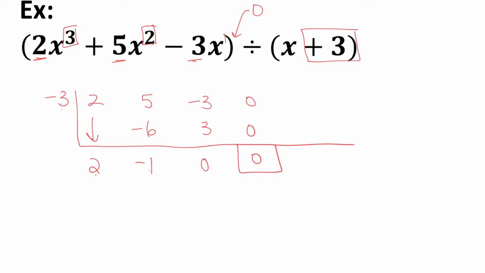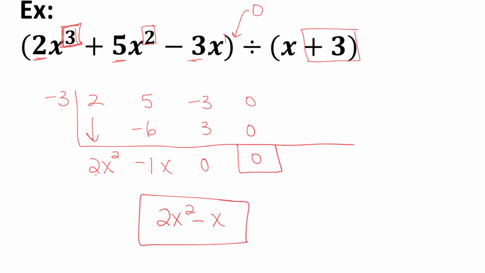So this is a factor, actually. And so our answer, since I started with an x to the third, we're going to go 1 down and make this x squared, then an x, and then my constant. So when I divide those, my answer is 2x squared minus 1x. I don't need to put plus 0, and so this would be the answer.